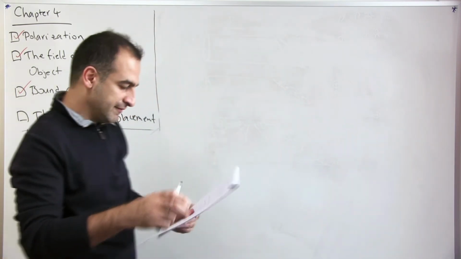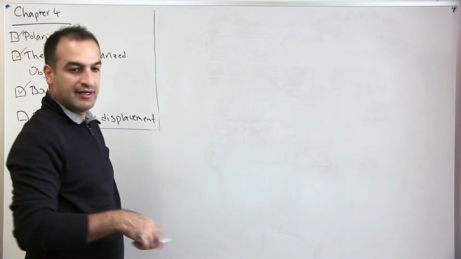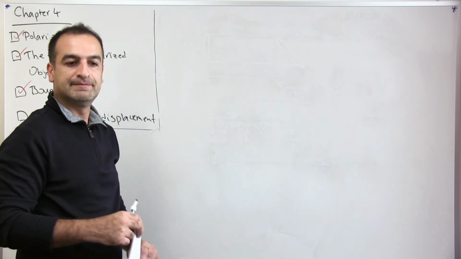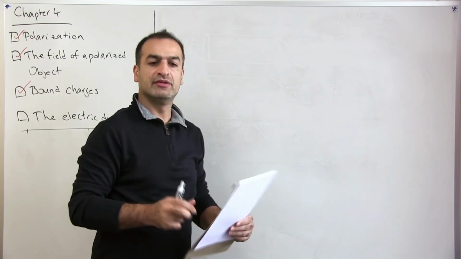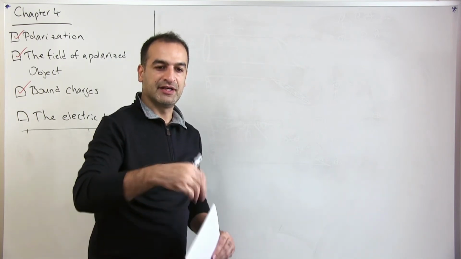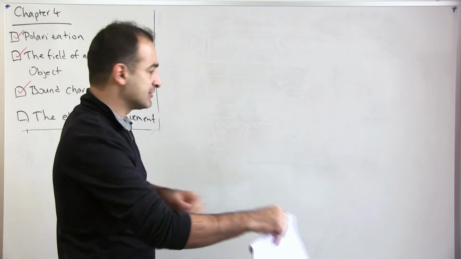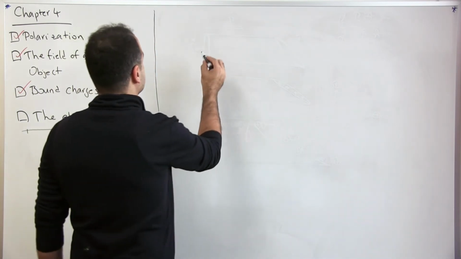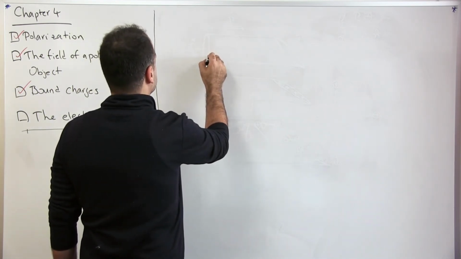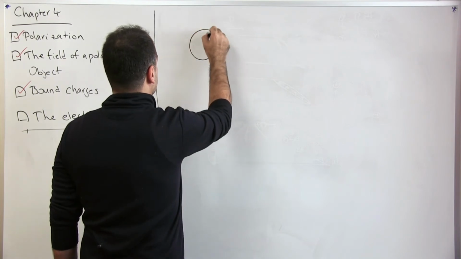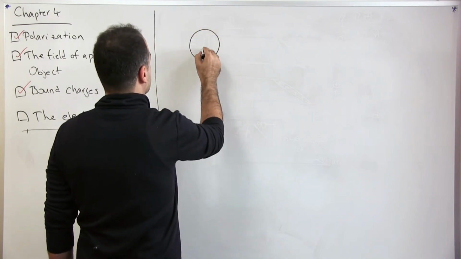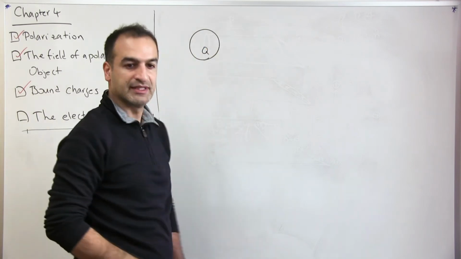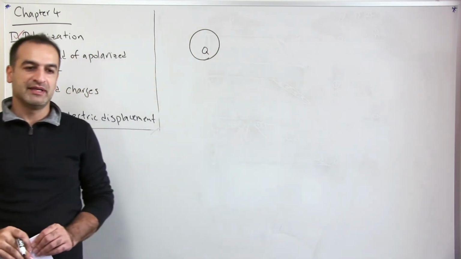Okay, so for the next topic, let me start with one example. I'm going to ask the question and go through the definitions, and then we're going to come back to the example. So imagine one case like this. You have a charged sphere that is carrying the total charge of Q. You have done that many times before.